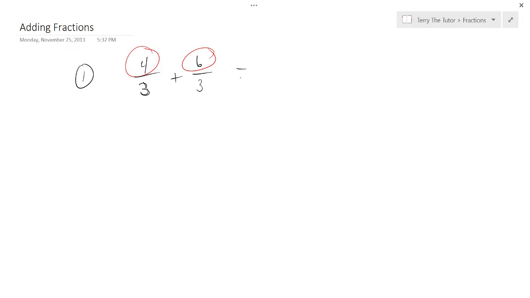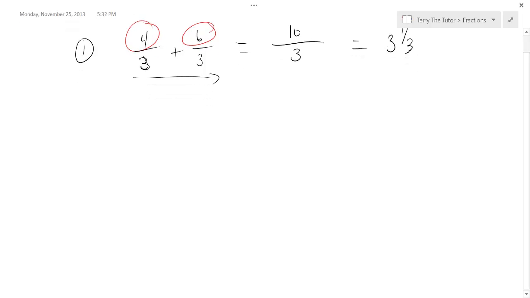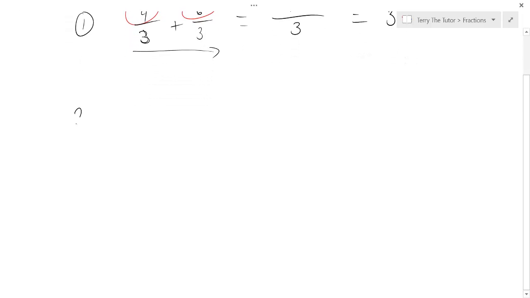Alright, that was fairly easy to explain. So 4 plus 6 is 10, and our denominator is just going to come on over. Whenever you add a fraction, you just bring the denominator over. So my denominator is now a 3, so I've got 10 over 3, which is an improper fraction. It can be reduced into a mixed number to, say, 3 and 1/3. But that's another video.